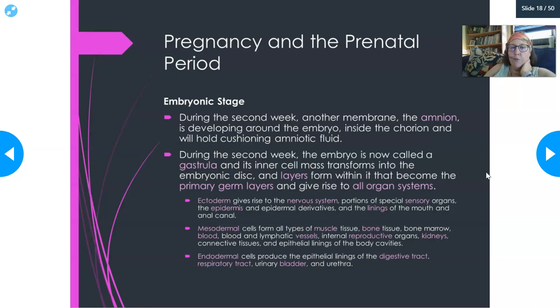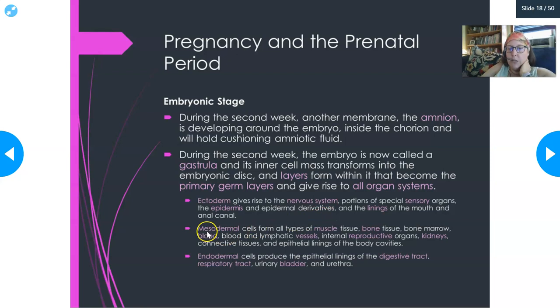So those are the primary germ layers. There are three. We have ectoderm, mesoderm, and endoderm. So the ectoderm will give rise to the nervous system, portions of your special sensory organs, so that would be eyes, nose, ears, etc. The epidermis, so that's your skin, and all the epidermal derivatives, hair, nail, etc. And the linings of the mouth and the anal canal.